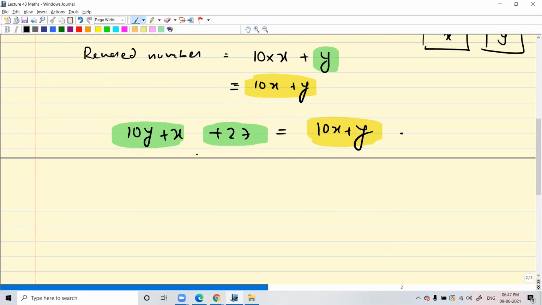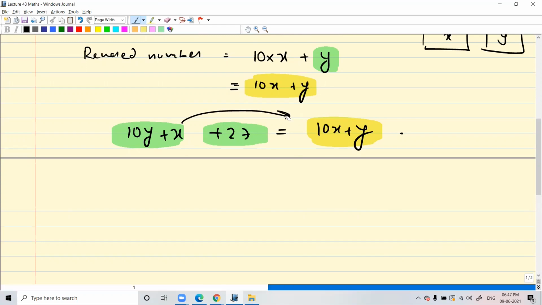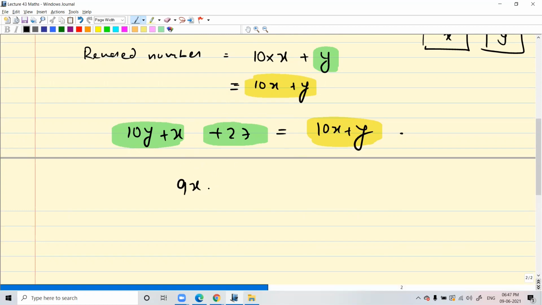So this is 10y plus x. What can I do? I would send this to the RHS. So x will go that side, it will become minus x. So 10x minus x will become 9x. But if you people get confused, let me write this side itself. 10x minus x becomes 9x. And then y, and then minus 10y, it will become minus 9y. And this side I will leave 27 as it is. Tell me, this step everyone is okay up to here?